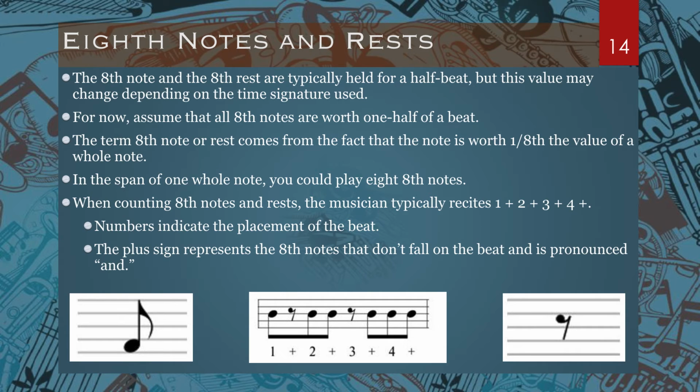And again, just to reiterate, when counting 8th notes and rests, the musician typically recites 1 and 2 and 3 and 4 and, and that will go for rests or beats. And you would only perform when there's an actual note to perform. So in the second example here, in the second image, you'd only perform every time there's an actual note. So you would be silent during the rest periods.